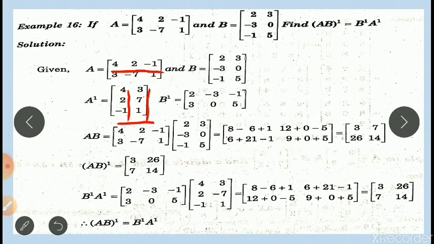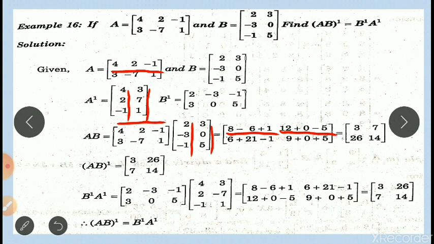The first row will be multiplied with the first column of the B matrix. That is 4 into 2 plus 2 into minus 3 plus minus 1 into minus 1 is plus 1. We'll get 8 minus 6 plus 1. Next, the same first row will be multiplied with the second column of the B matrix. We'll get 4 into 3 plus 2 into 0, that is 0, plus minus 1 into 5 is minus 5. We'll get 12 plus 0 minus 5.